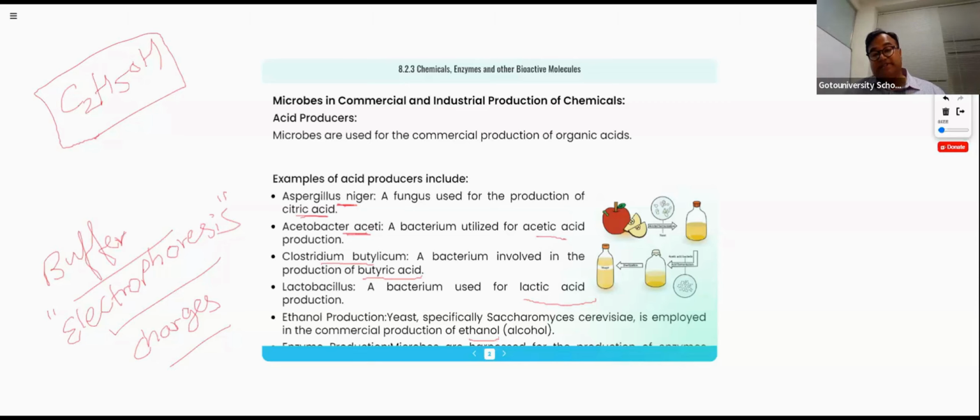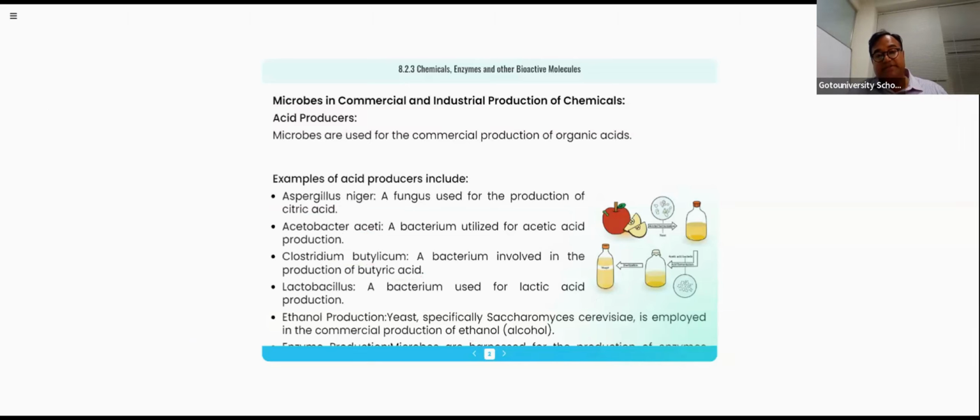I required acetic acid. Acetic acid is produced with the help of Acetobacter aceti. So what we need to understand basically is that Clostridium butyricum is a bacteria which is used for making butyric acid. Butyric acid is very, very important for making many varieties of components.